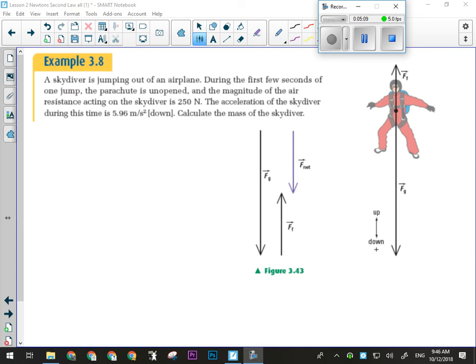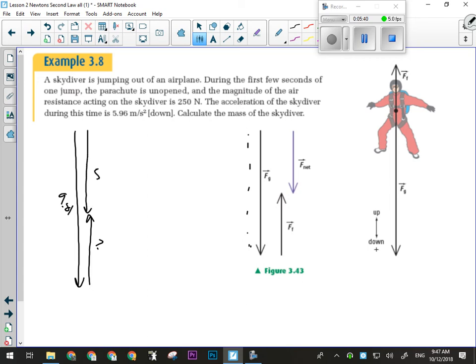So they've drawn for us both the free body diagram as well as a vector diagram. The vector diagram is here on the left, showing that we have the force of gravity going downwards, the force of friction or air resistance going upwards, and then our net force is the purple arrow here. The same would be true for a net acceleration diagram. There would be the acceleration due to gravity, 9.81, the acceleration due to friction, which we don't know, and then there's the net acceleration, which we're told is 5.96 meters per second squared.